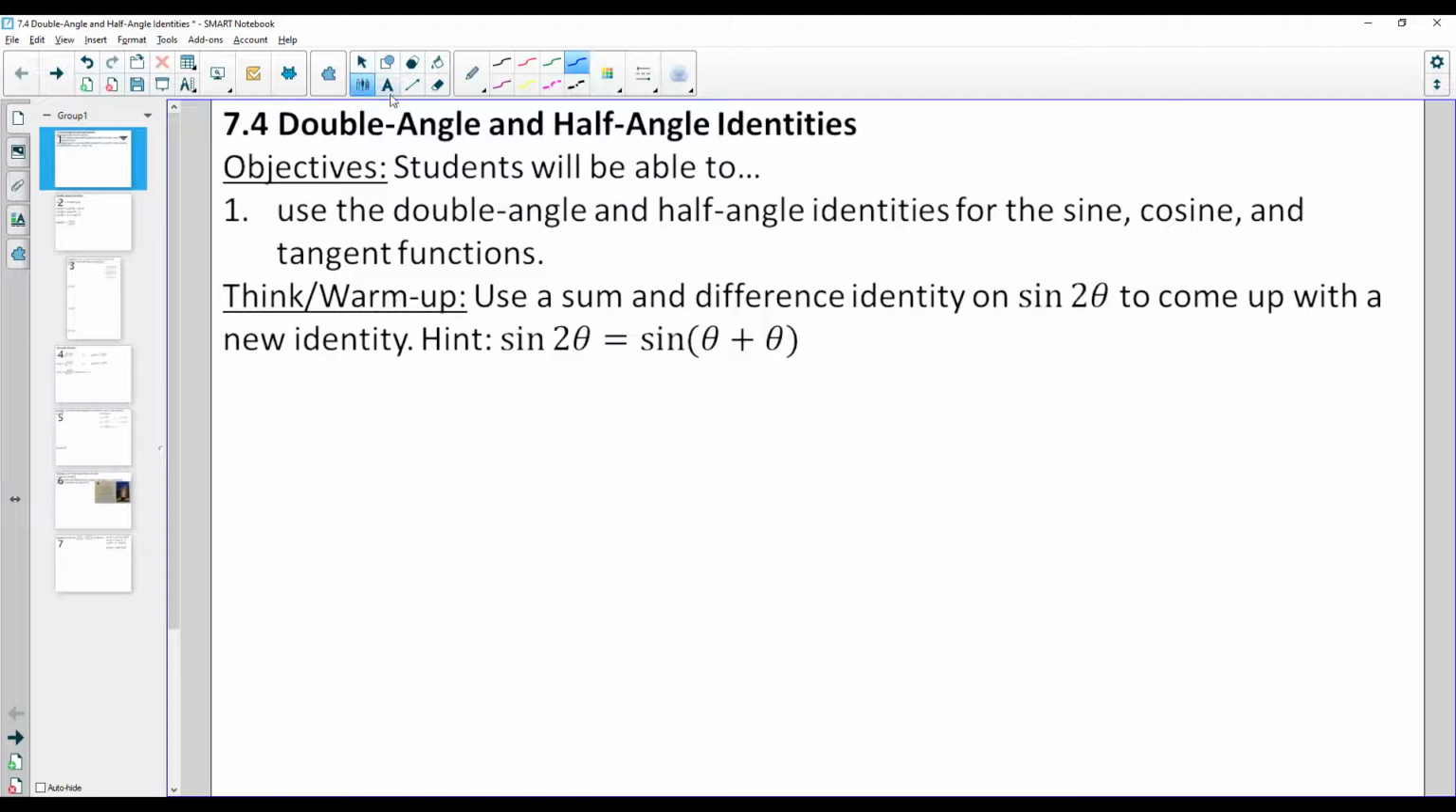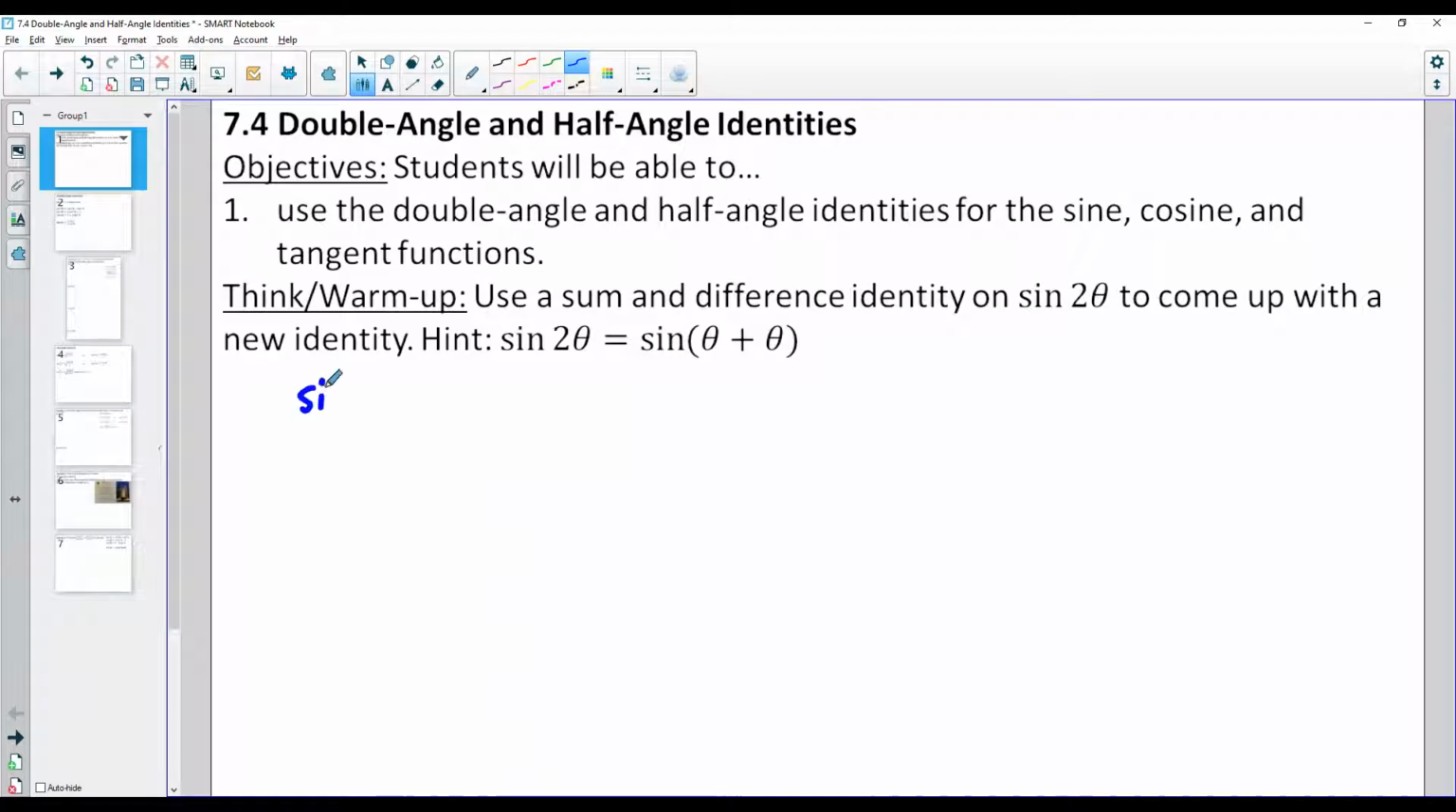Welcome back, guys, and today we're going to be getting into 7.4, which is double angle and half angle identities, and essentially we're just going to add to our arsenal of trig identities. And for the think/1pi, I've used a sum and difference identity on sine of 2 theta to come up with a new identity, and our hint is that sine of 2 theta equals sine of theta plus sine of theta.